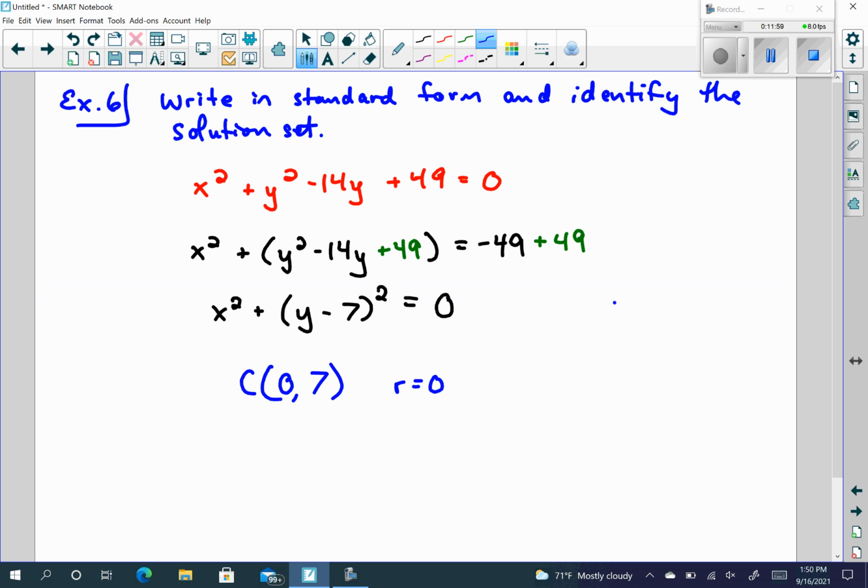Which means if we were to graph this, we would be at 0, 7, so that would be up here. We just have a point. We don't go out any. So it's not really a circle, it's just a point. So this tells us our solution set is just x equals 0 and y equals 7. So we can write this, because that's the only point technically on this, if you want to call it a circle. Other circles have an infinite number of points, but this is just one point, so that's why we can say we have a solution set.